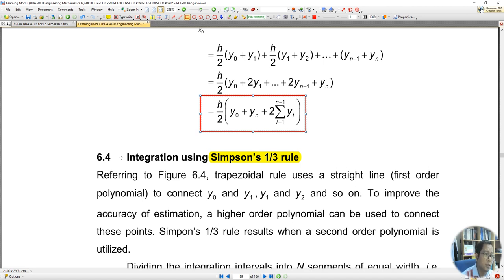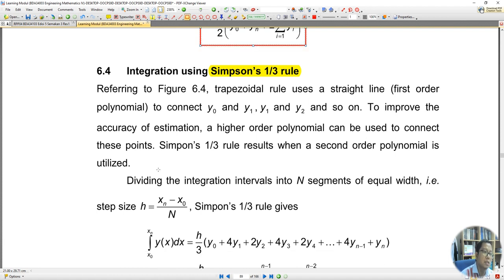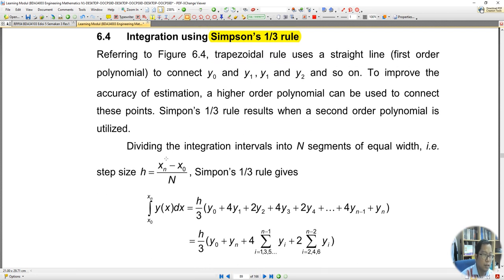The following one, 6.4, is about integration using Simpson one-third rule. Using the Simpson one-third rule is actually to improve the accuracy of estimation. A higher order polynomial can be used to connect the points. Simpson one-third rule results when a second order polynomial is utilized. Again the step size formula is the same, whereby the step size h equals xn minus x0 divided by n, the number of segments.